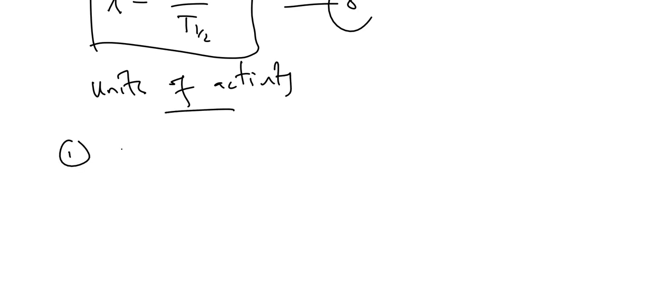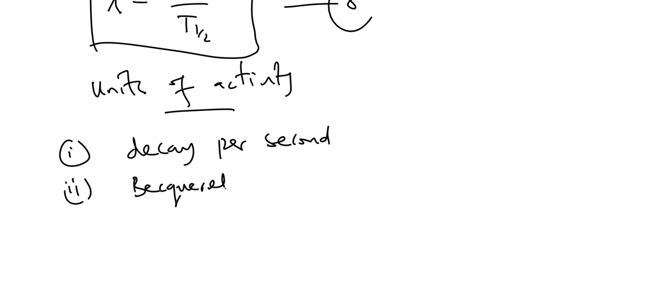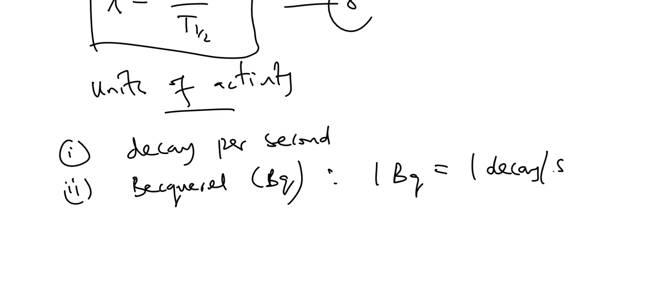Now, what is the SI unit of activity? The unit of activity is decay per second. In some cases, this decay per second is equivalent to becquerel, which is Bq. So 1 becquerel means 1 decay per second. Then another unit that is often used is Curie.